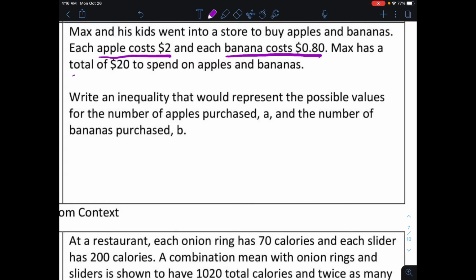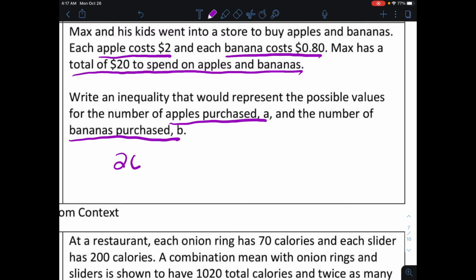Max has a total of $20 to spend on his apples and bananas. We're going to write an inequality that represents the number of apples purchased and the number of bananas purchased. Well, Max has a grand total of $20, so $20 has to be the most amount that could be spent. Whatever I have on the other side of this inequality has to be less than or equal to $20. Each apple is $2, so we'll say 2 times A, plus each banana is 80 cents, so we'll say 0.8 times B.